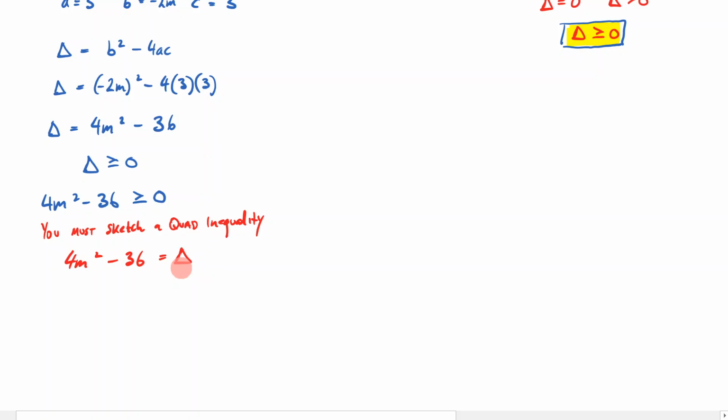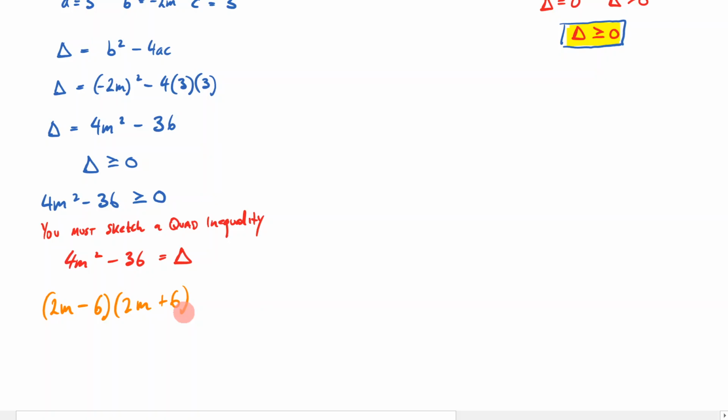To do this, I need to find my m intercepts, because it's in terms of m, it's not in terms of x, so we're not finding our x intercepts, we're finding the m intercepts of what we're dealing with here. To do that, I'm going to have to factorize this. How am I going to factorize this? Well, hopefully you can recognize that this is a difference of perfect squares. So it's just going to be 2m minus 6, 2m plus 6.